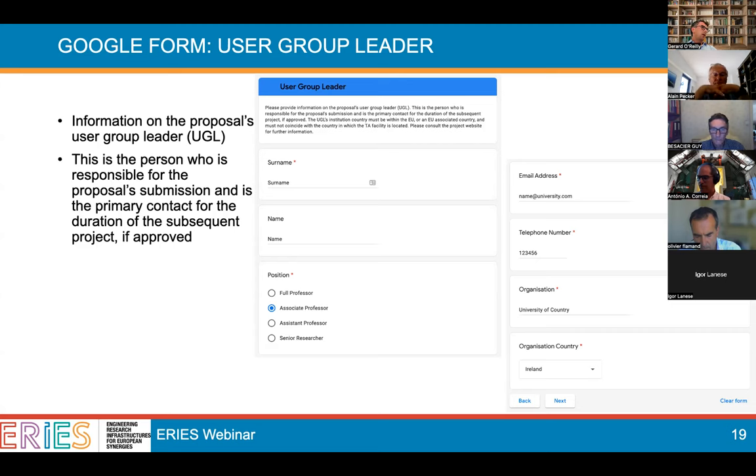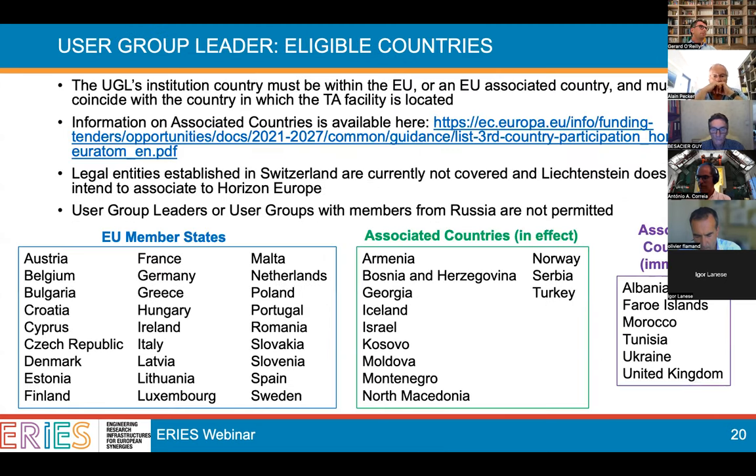So the user group leader must be coming from, if we look at the first line here on this slide, the user group leader's country must be within the EU or an EU associated country and must not coincide with the country in which the TA facility is located. So there's a little bit to unpack there. What does that mean? It means that if I'm trying to submit a project to this ERIES consortium and I want to conduct something in a laboratory, I cannot go to the laboratory next door and just do something with people I maybe have good relationships with and experimental facilities that I've used before.